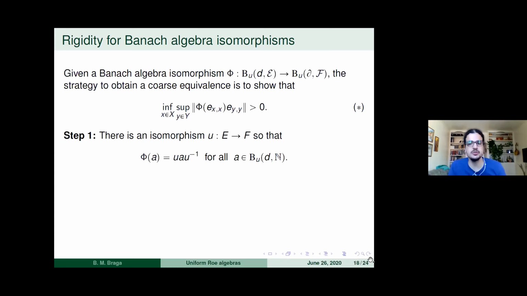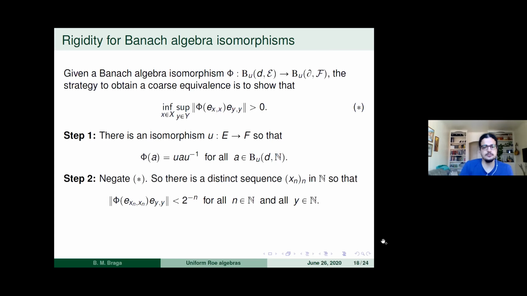First thing we do is to show that this Banach algebra isomorphism is actually given by a Banach space isomorphism between E and F. After that, let's negate this thing here. I will come back to step one, why this is important, in just a second. But let's negate this. If this isn't the case, you can find a sequence x_n such that this goes to zero regardless of the y you choose. Without loss of generality, it can be a distinct sequence.